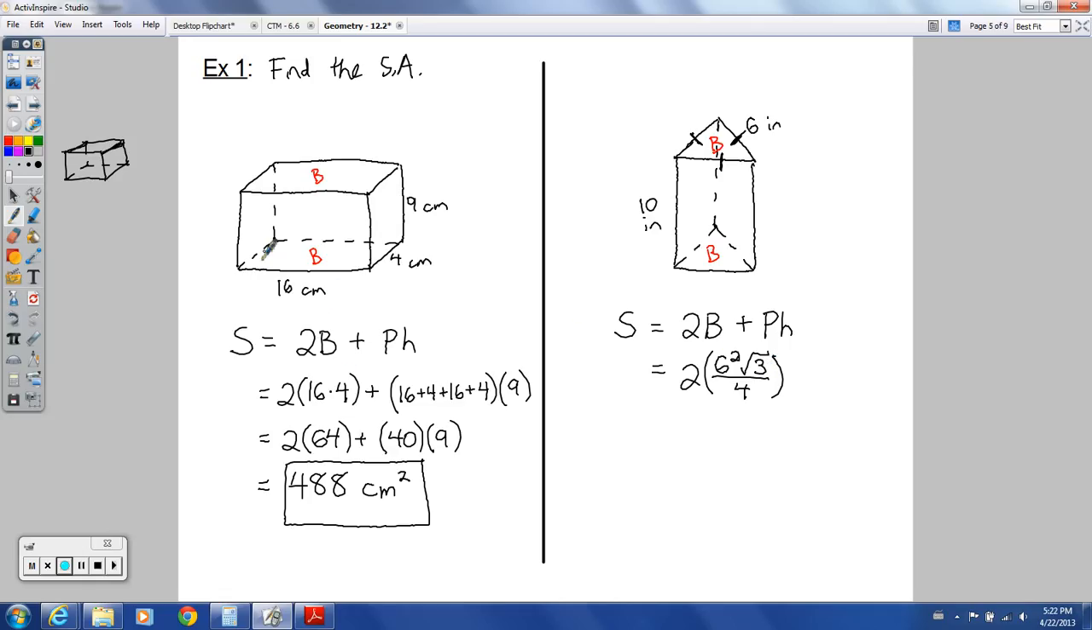Here, the area formula for a rectangle is just base times height. Little b for base there. Little base times little height would be 16 times 4. But this area is a little more complex, but we have this shortcut formula, so we can use that.